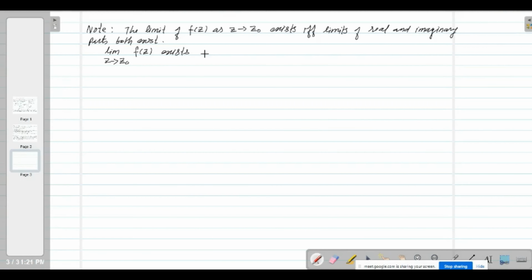This limit exists if and only if limit of u of x comma y as x comma y tending to x naught comma y naught and limit of v of x comma y as x comma y tending to x naught comma y naught both exist. It means if the limits of the real part and imaginary part both exist, then we can say that the function limit exists, otherwise not.